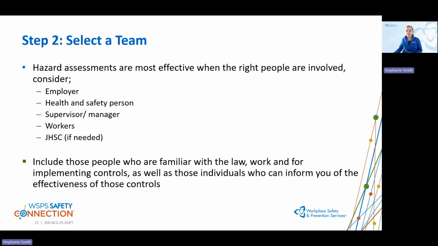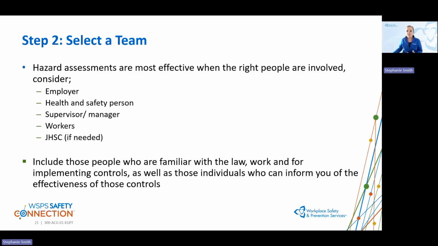So the next step, once you've decided what type of hazard assessment you need, is you have to select your team. Depending on what hazard assessment form you're using, who is involved in creating that hazard assessment? When we look at selecting the team, they're most effective when the right people are involved in the process. It should never be just one person doing it all.